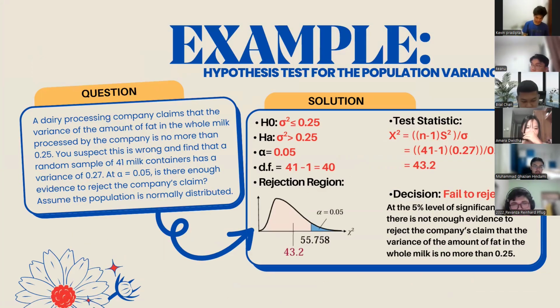An example of a hypothesis test for the population variance. A dairy processing company claims that the variance of the amount of fat in the whole milk processed by the company is no more than 0.25%. You suspect this is wrong and find that a random sample of 41 milk containers has a variance of 0.27 and alpha 0.05. Is there enough evidence to reject the company's claim? Assume the population is normally distributed. You can see the calculations involved, and in the end result, we fail to reject H0. At the 5% level of significance, there is not enough evidence to reject the company's claim that the variance of the amount of fat in the whole milk is no more than 0.25.